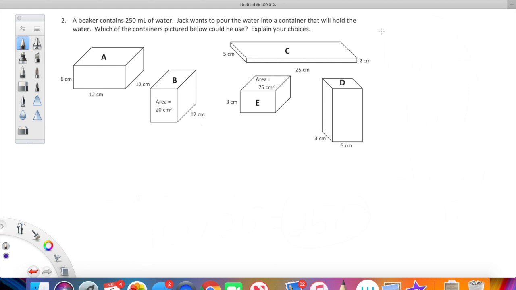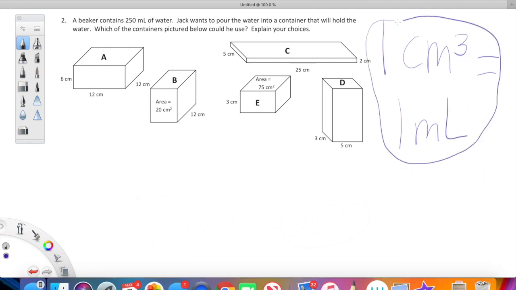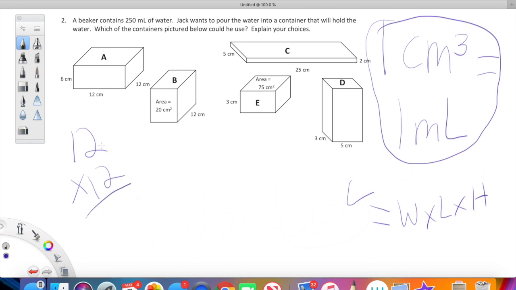So for A, I'm just going to tell you a secret. 1 centimeter cubed is the same as 1 milliliter. That's the secret of success in this lesson. And then we all know that volume is width times length times height, right? Okay, so then over here we're going to start with 12 times 12 for A.